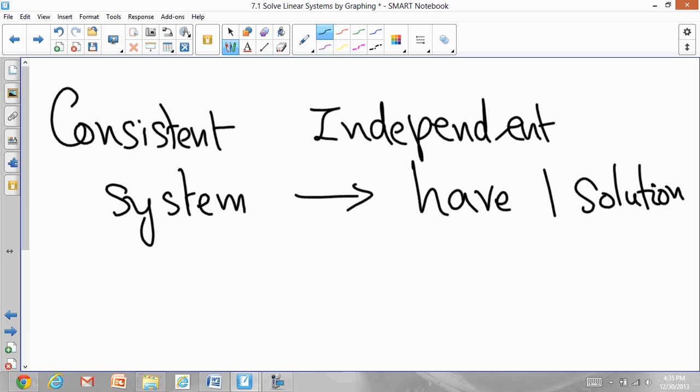Write this down: a consistent independent system always has one solution, and more will be described in the next lesson. So write this statement: a consistent independent system always will have one solution.